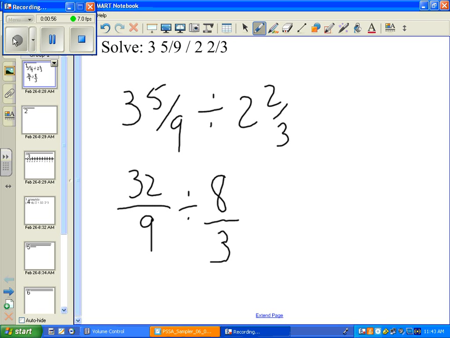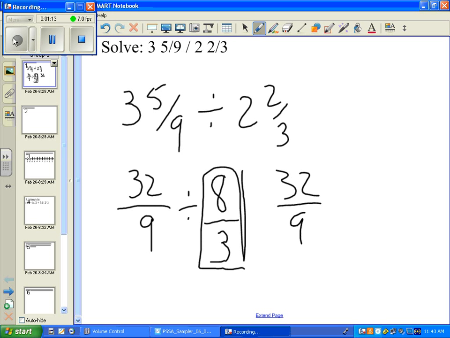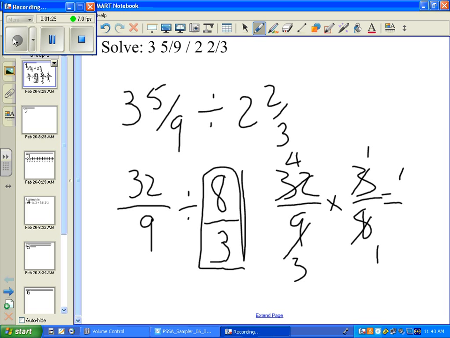But really, when you divide, what you end up doing is just taking the inverse of your divisor, which is, in this case, just flipped on top 3/8, and then we're going to multiply. So we have 32 divided by 9 times 3/8. This reduces to 3, and this will reduce to 4. This is equal to 4/3.